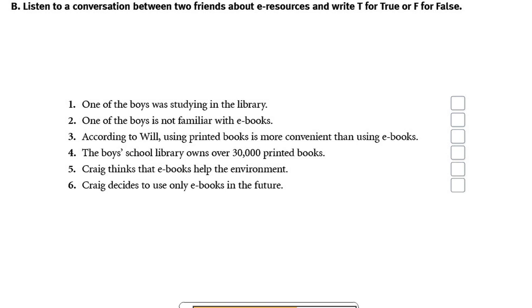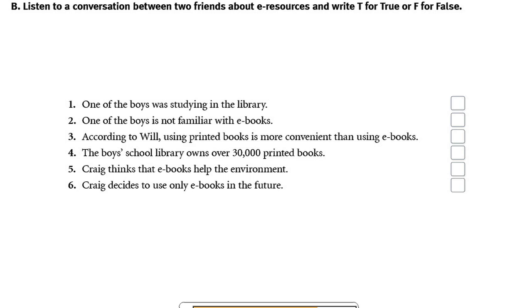But Craig, with e-books you save lots of time, and that's not all. What do you mean? Well, our school e-library provides access to more than 30,000 books. That's amazing. Our library is so small. I had no idea we had so many books. That's my point. We don't.